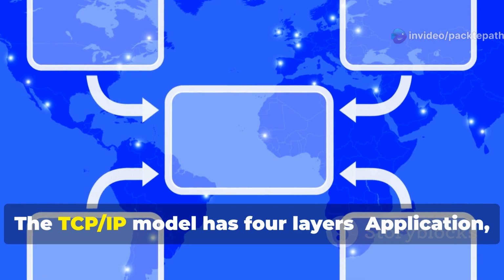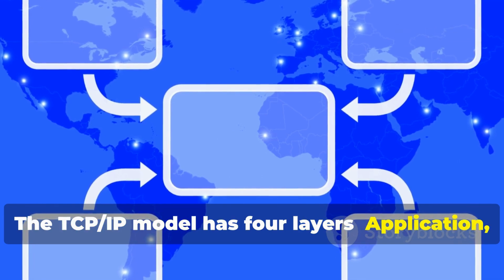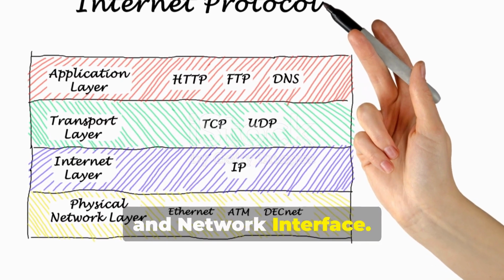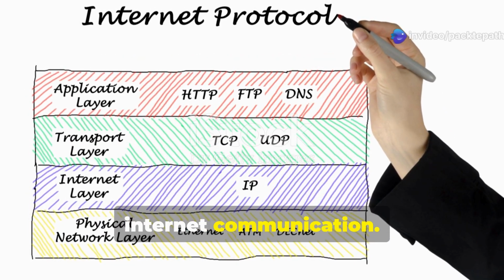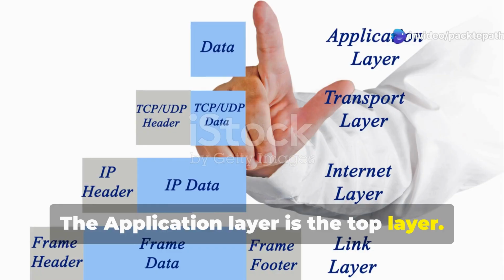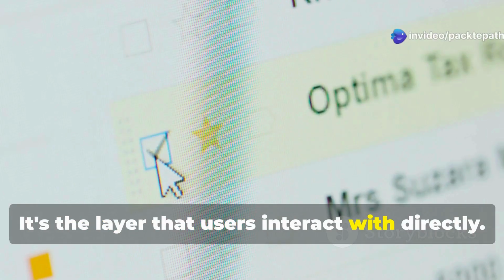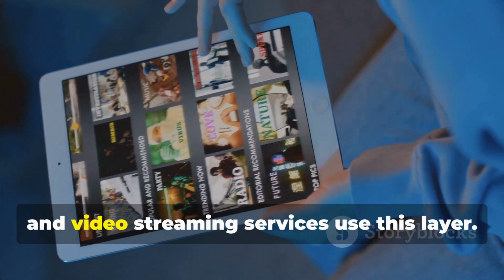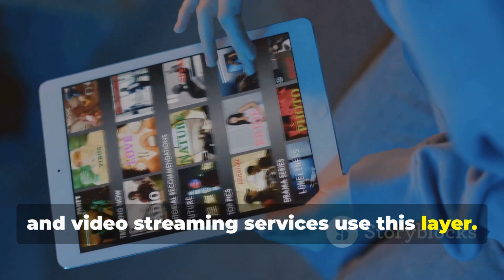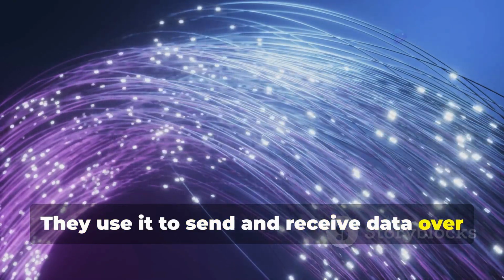The TCP/IP model has 4 layers: application, transport, internet, and network interface. Each layer performs a crucial role in internet communication. The application layer is the top layer. It's the layer that users interact with directly. Applications like web browsers, email clients, and video streaming services use this layer. They use it to send and receive data over the internet.